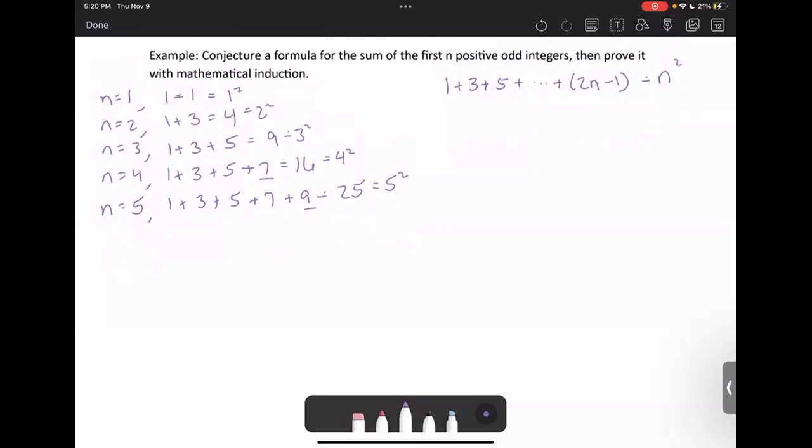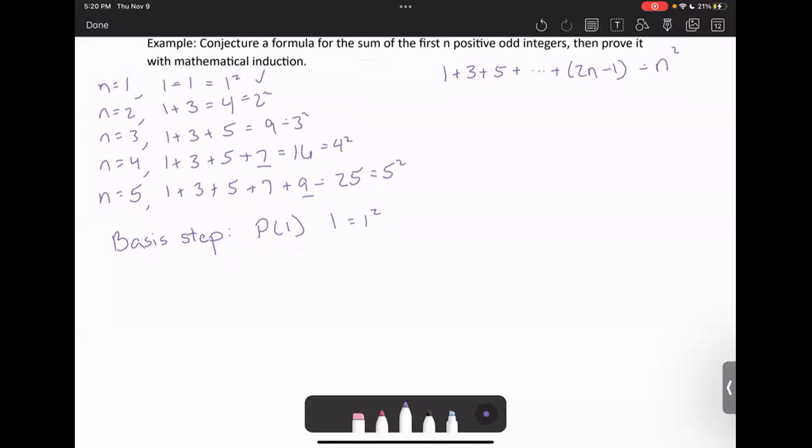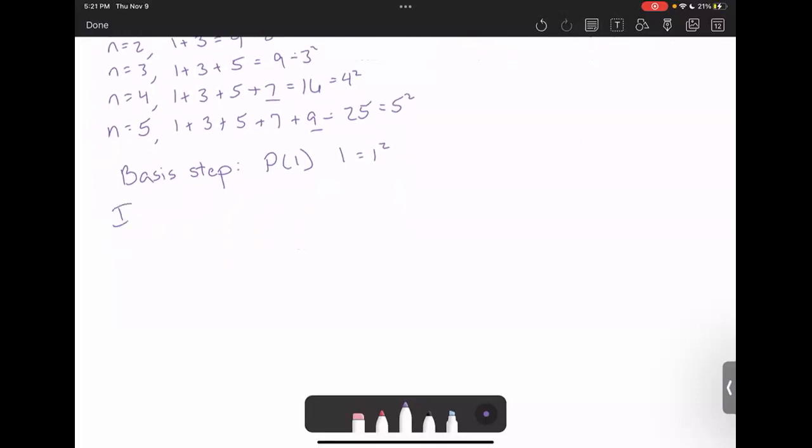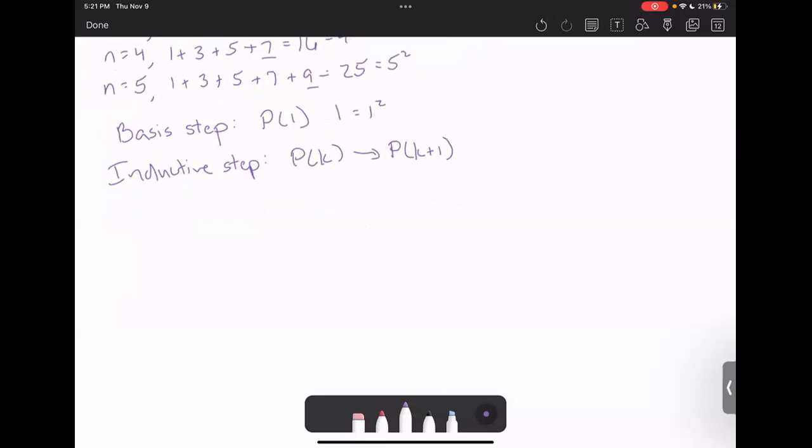We want to consider our basis step. Our basis step is that P1 is true. Is P1 true? We've actually already shown that P1 is true: 1 equals 1 squared. Okay, so now our inductive step. If P of k is true, then P of k plus 1 is true, for all positive integers k.